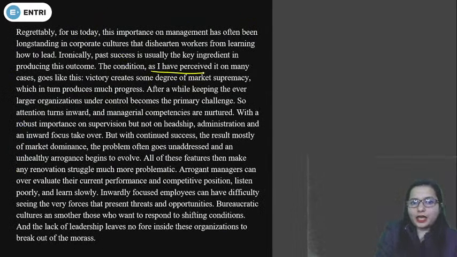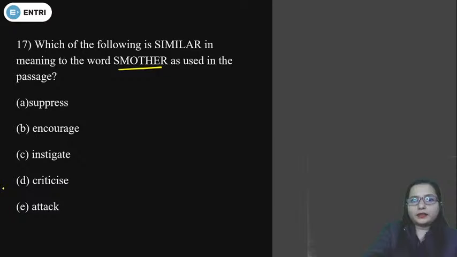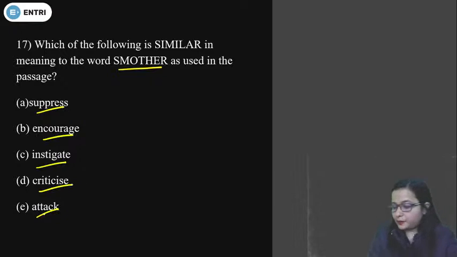Okay, so the condition as I have perceived it goes like this: victory creates some degree of market supremacy, which in turn produces some progress, while keeping the ever larger organization under control becomes a primary challenge. So if you read this part, you will get the answer. Okay, what is the similar meaning of smother? Suppress, encourage, instigate, criticize, attack. What is the correct meaning of this word? It is suppress. Smother means to suppress.